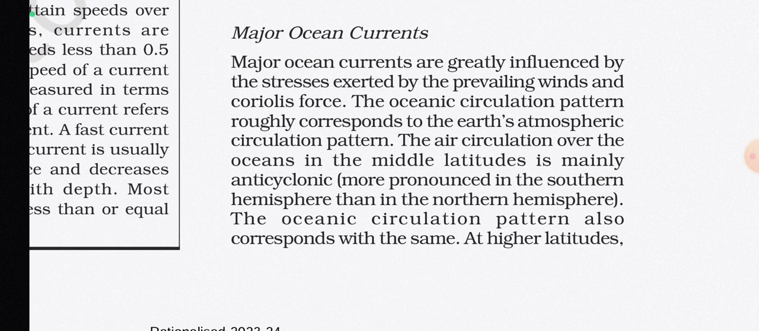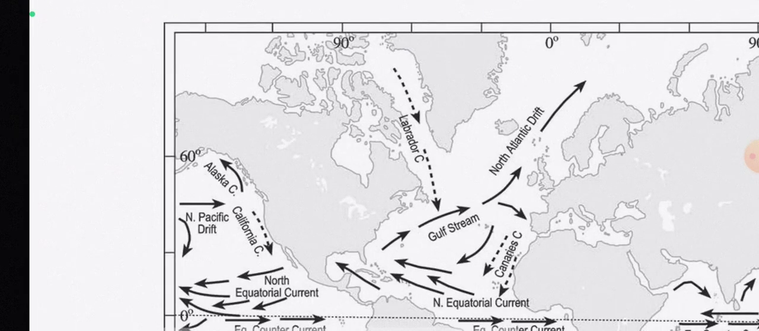Major ocean currents की बात करते हैं. Major ocean currents are greatly influenced by the stresses exerted by the prevailing winds and Coriolis force. The oceanic circulation pattern roughly corresponds to the Earth's atmospheric circulation pattern. The air circulation over the oceans in the middle latitudes is mainly anticyclonic, more pronounced in the southern hemisphere than in the northern hemisphere. The oceanic circulation pattern also corresponds with the same at higher latitudes.